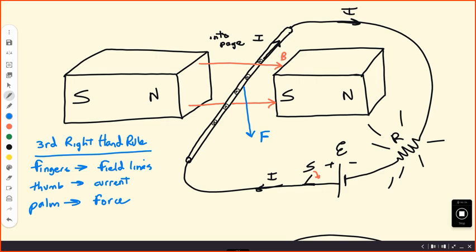But we could also modify this third right-hand rule, and instead of saying that the thumb points in the direction of the current, another way of thinking about it is the thumb points in the direction that the positive charges are moving. So here's a positive charge in the wire, and it's moving this way with a velocity. And here's another positive charge, it's moving this way, and so on for the rest. So the thumb could also be placed in the direction that the charges are moving.